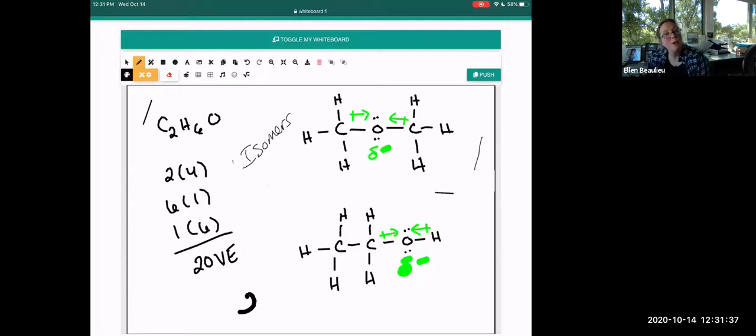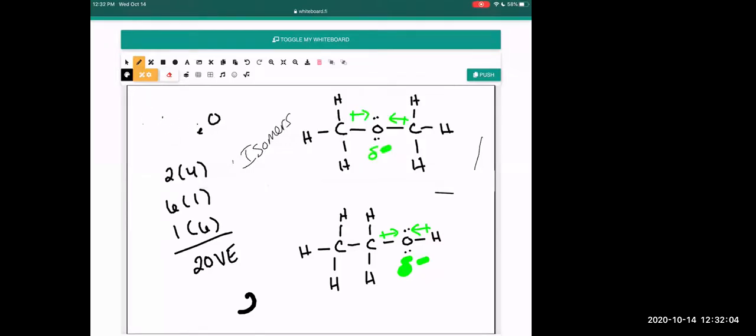You don't really know because we haven't drawn the structures in the shape that they exist in. So we need to assign a geometry to each of these atoms. So carbon, how many atoms are attached? 4. How many lone pairs? None. So I have a steric number of 4. I have no lone pairs. What's the geometry at that carbon? Tetrahedral? You got it, tetrahedral.